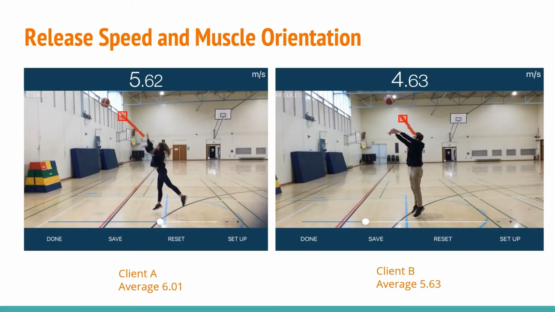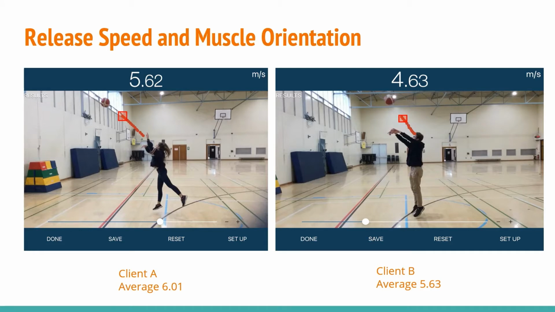The next factor influencing the release angle is the speed of release. After 15 attempts each, the average release speed of the clients is shown. Client A releases the ball at an average of 0.38 meters per second greater than client B. This speed increase comes from the position of where the ball was thrown from. Client A's release position is more anterior and lower, bringing it closer to the chest with a more outwards push.